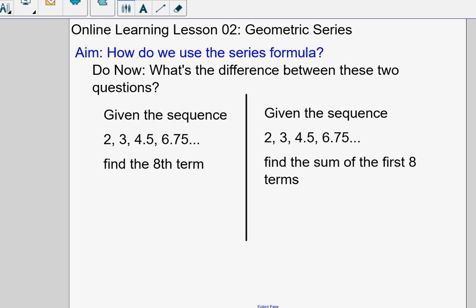So we're going to review the geometric series formula today for Miss Mansour's class. This is still review for Miss Kaufman's class. I think this might be new.